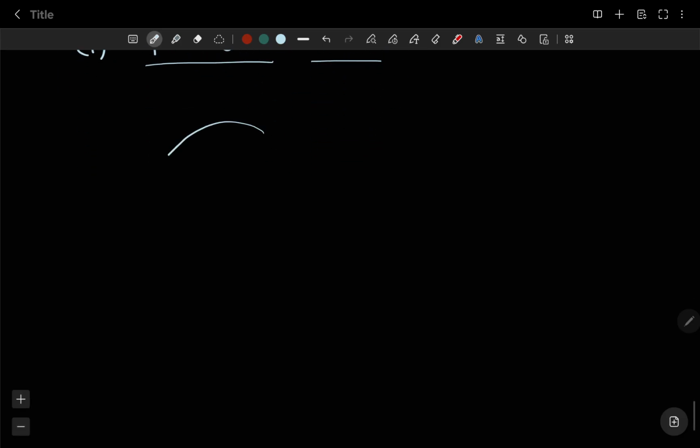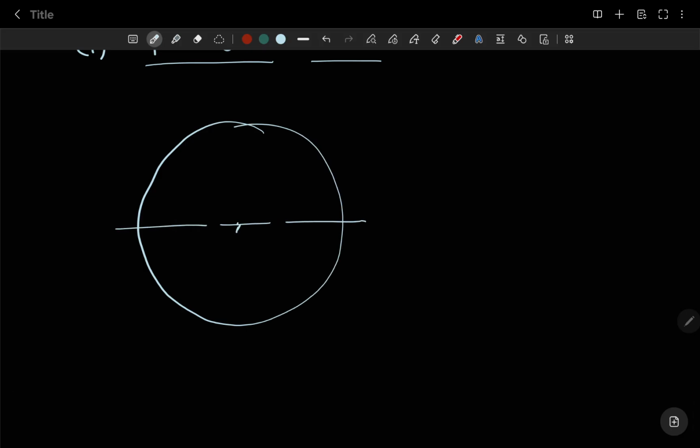So a disk is like this. Say it has radius r. Now a part is cut out from the disk like this, of radius r by 2. This much is r by 2.